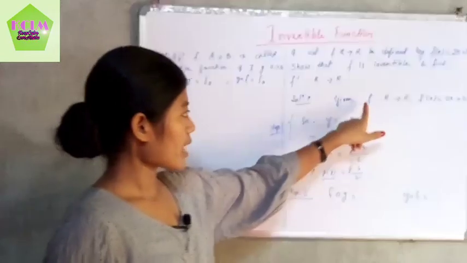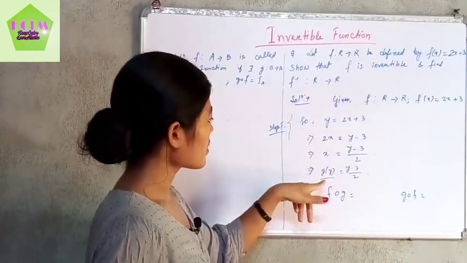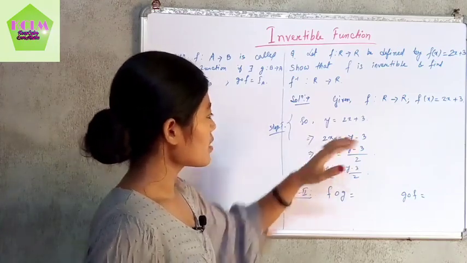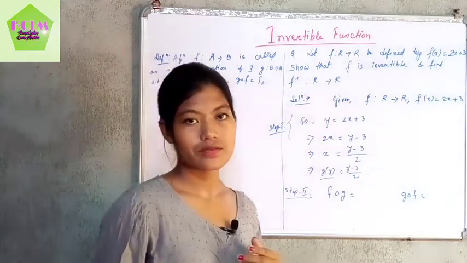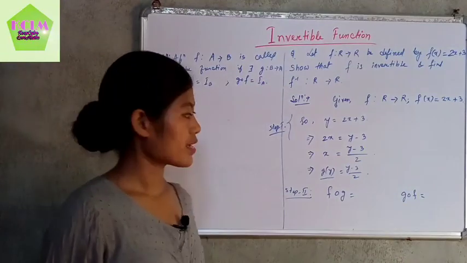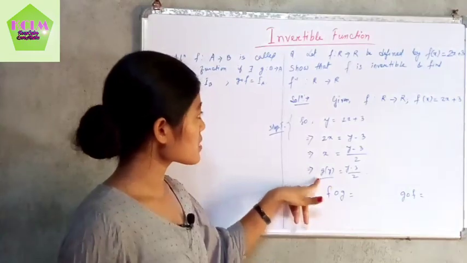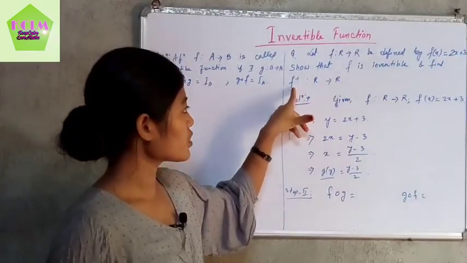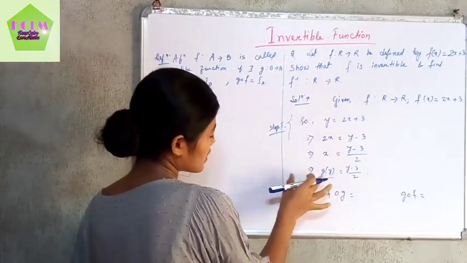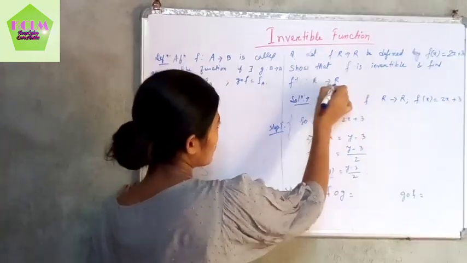So f is a function from R to R and z is a function from R to R. Here I have taken z, but z is nothing but the inverse. In the question we have to find the inverse of the given function, so I have taken another function z according to the definition of an invertible function. So z is nothing but f inverse. So this function z of y equals (y minus 3) by 2 goes from R to R.